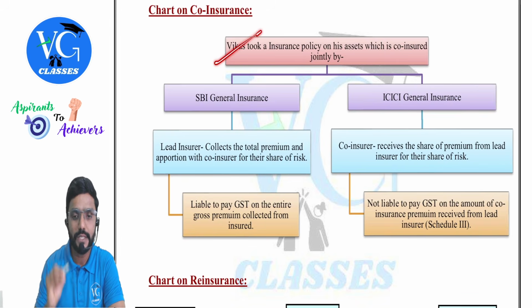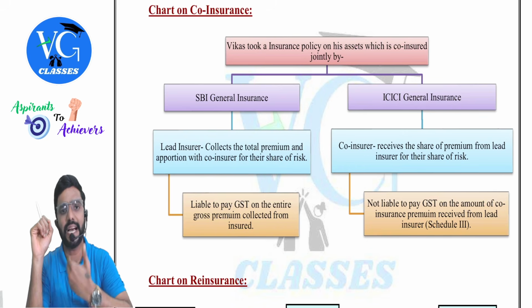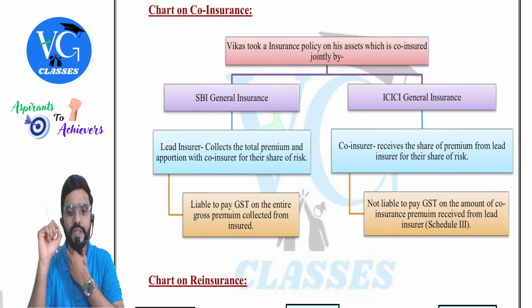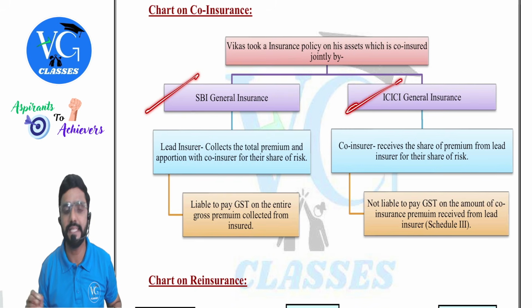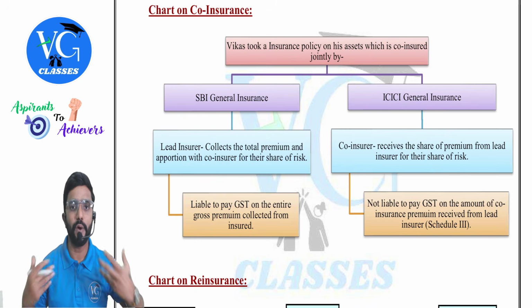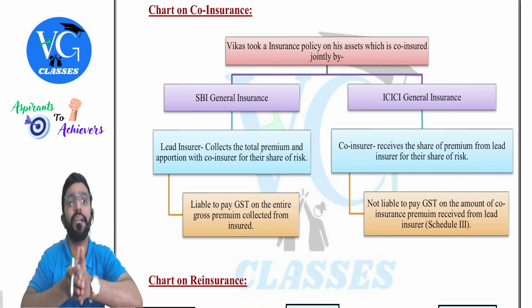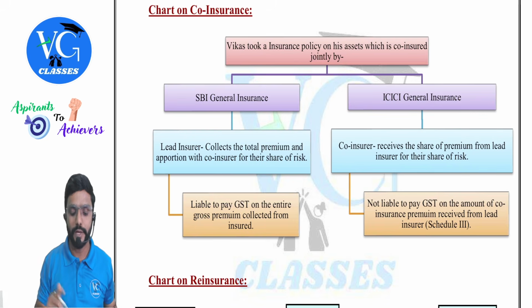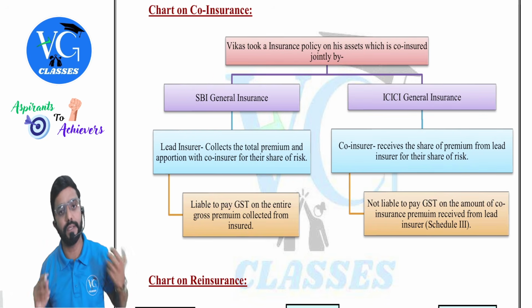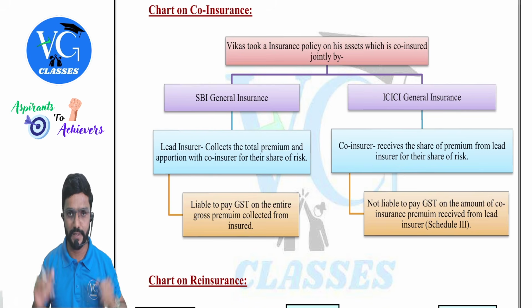Now assume Vikas took an insurance policy on his assets, that is general insurance, which is co-insured jointly by two co-insurers. Who are they? SBI and ICICI. So I have taken the policy with two insurers jointly, not individually, separately. Both of them bear the risk? Yes, both of them will bear the risk.